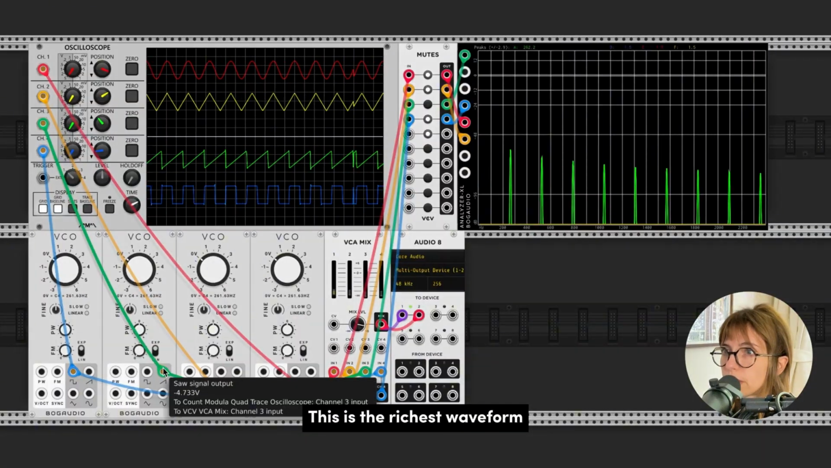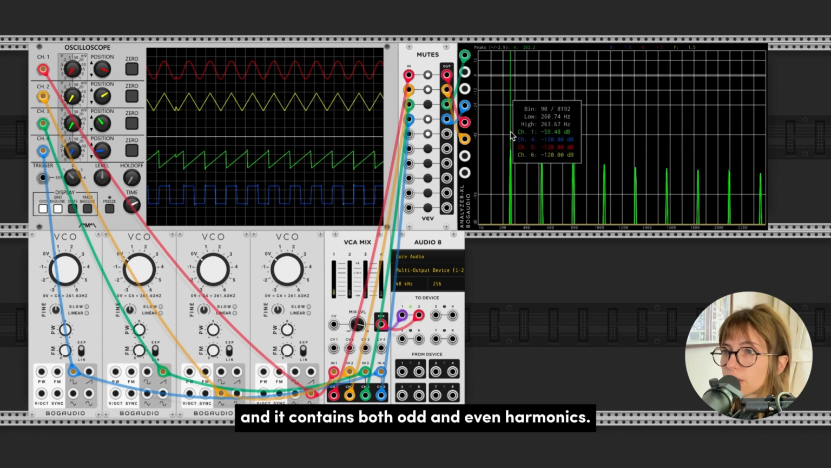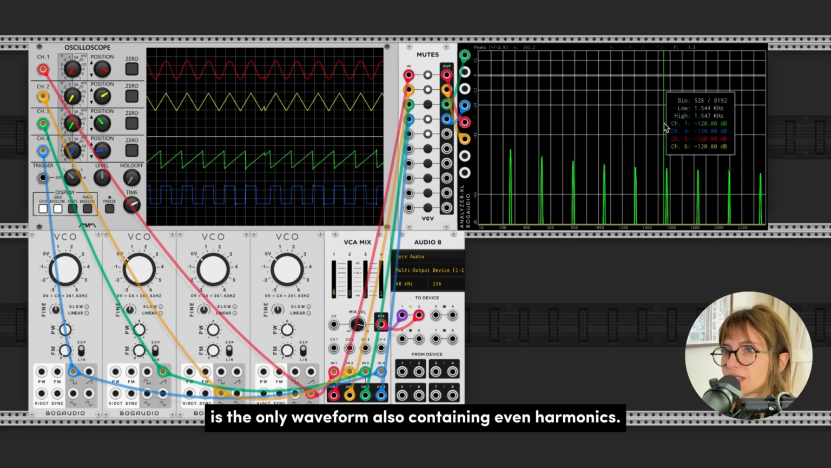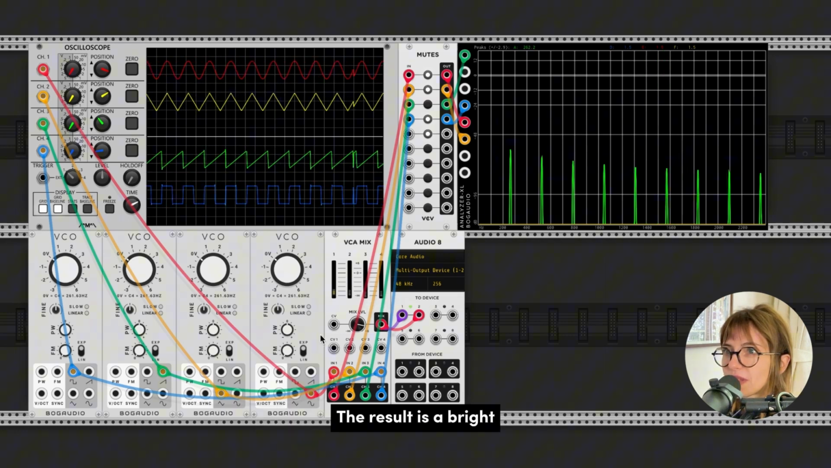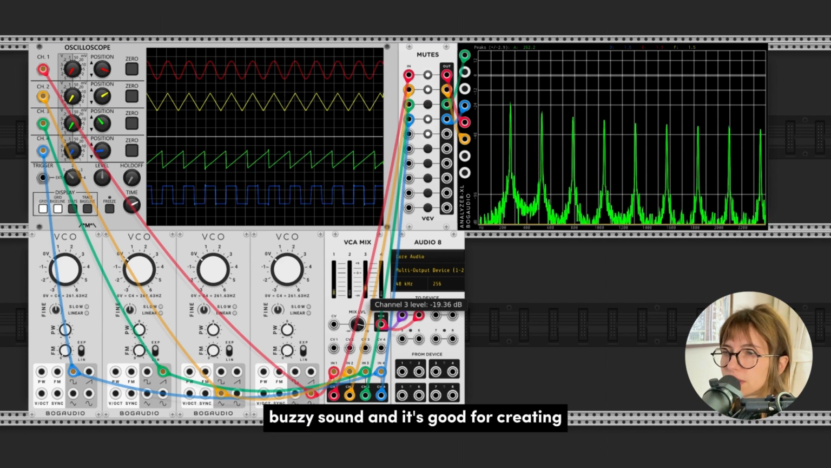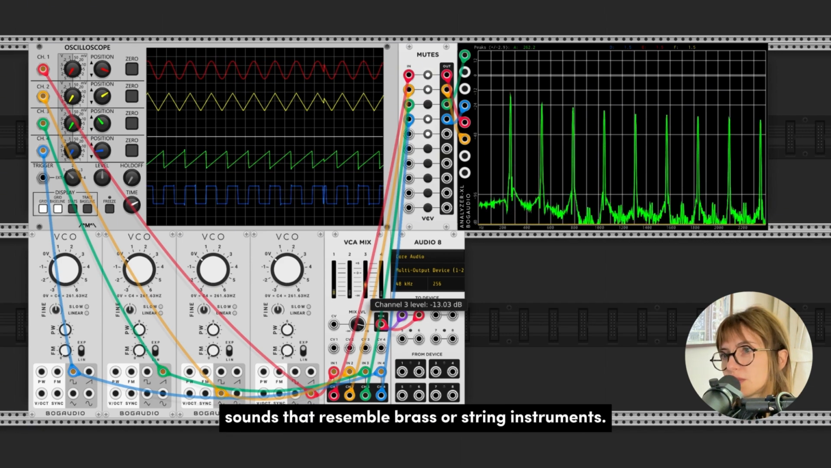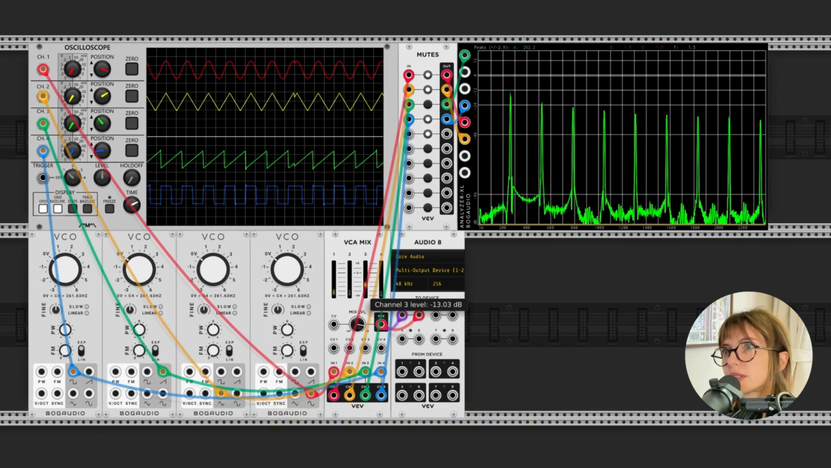This is the richest waveform, and it contains both odd and even harmonics. So in fact, you can say the saw wave is the only waveform also containing even harmonics. The result is a bright, buzzy sound, and it's good for creating sounds that resemble brass or string instruments.